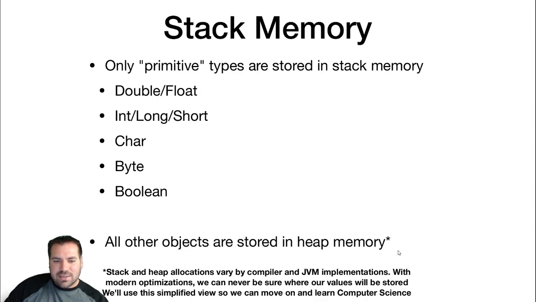Everything else is stored in heap memory. Everything else. So what's heap memory should be your question. And we are using a little bit of a simplified view of stack and heap. With modern architectures, modern compilers and everything, you never know where things are actually being stored because they're going to have so many little optimizations written in there. But for our purposes, stack, everything else heap.